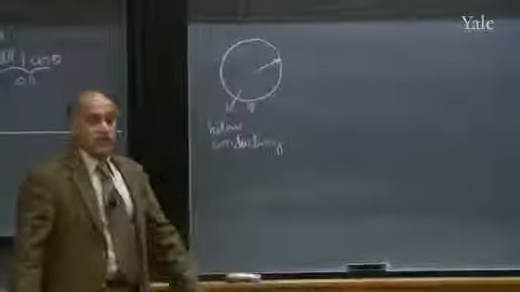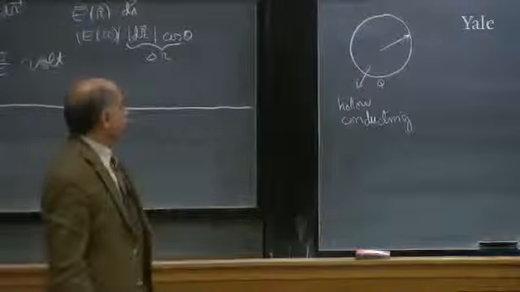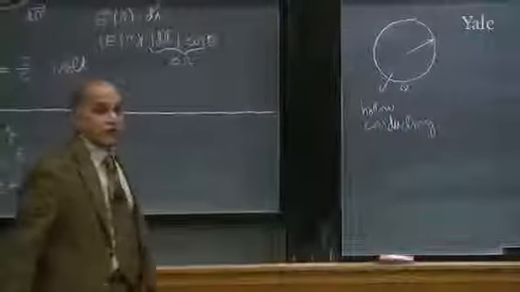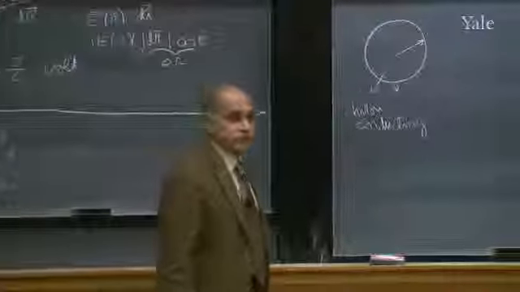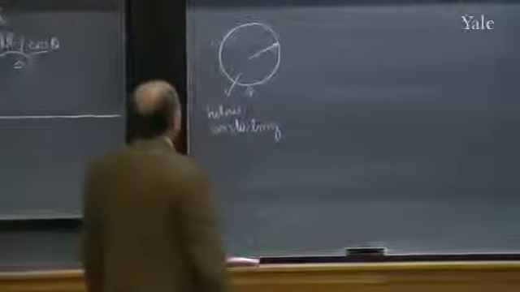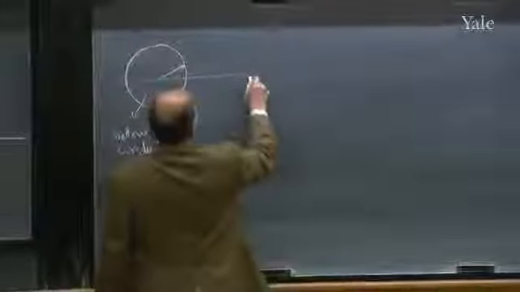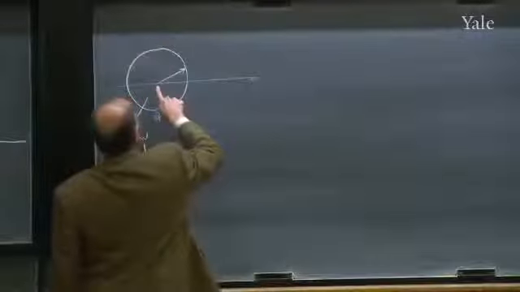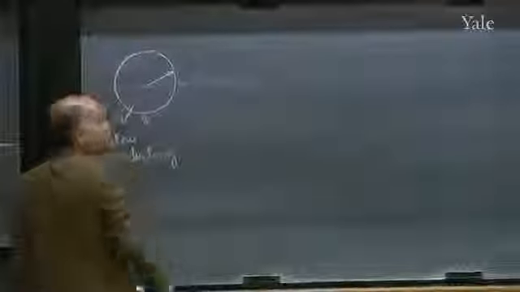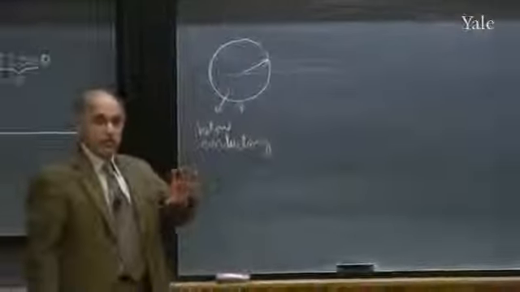I want to find the potential everywhere due to this. And the charge Q is uniformly spread on the surface. So what's going to be the potential? First of all, by symmetry, you can see that if you pick any point anywhere, the answer is going to depend only on the radial distance from the center because of spherical symmetry.